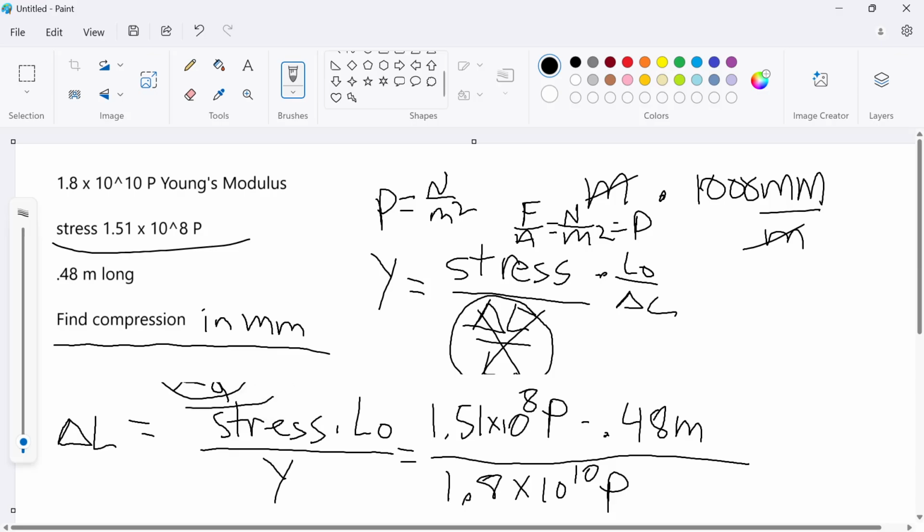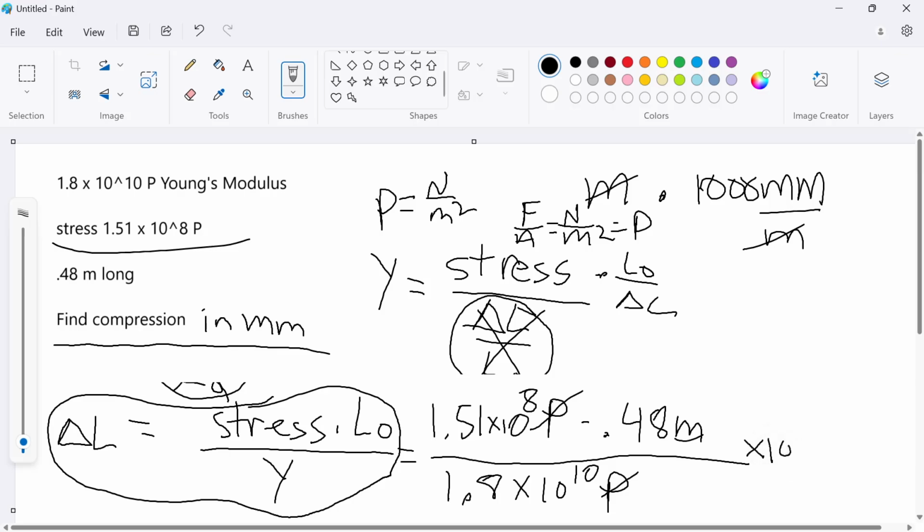You can write this formula down on a cheat sheet wherever you have your notes: the change in length equals the stress times the initial length divided by Young's modulus. And now this is in meters. See, the pascals cancel. What's left is meters. If I multiply it by 1,000, see, I purposely made that mistake to see if someone would catch it. Well, I'm lying about that. I just made a mistake. I said divide by 1,000. You have to multiply by 1,000.